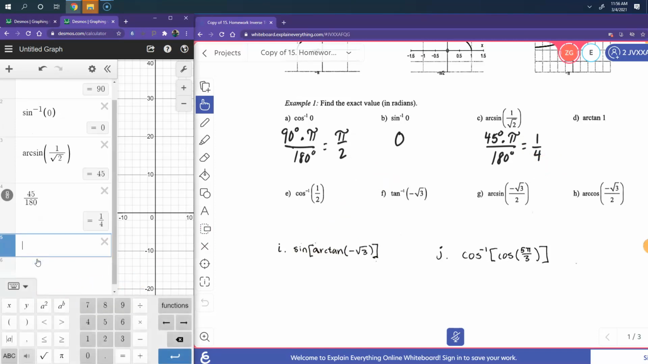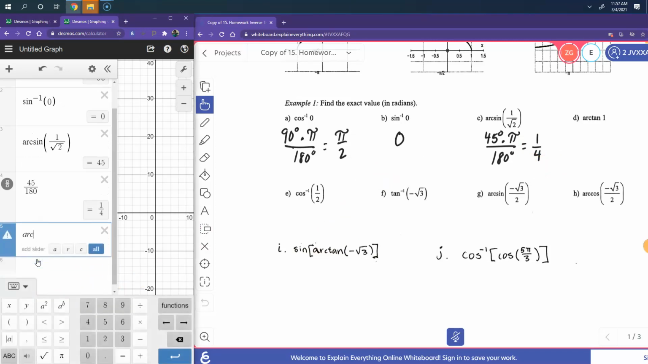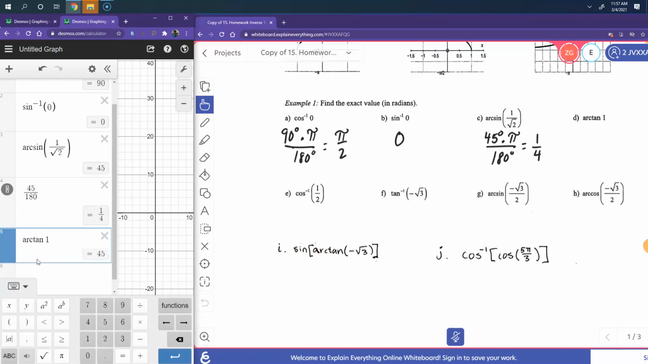We didn't spend too much time on arctangent, but you can always go arctangent of 1. And you notice it's 45 degrees, so you're going to write 45 over 180 times pi, which gives you 1/4. Pi over 4. I forgot to write pi over 4.